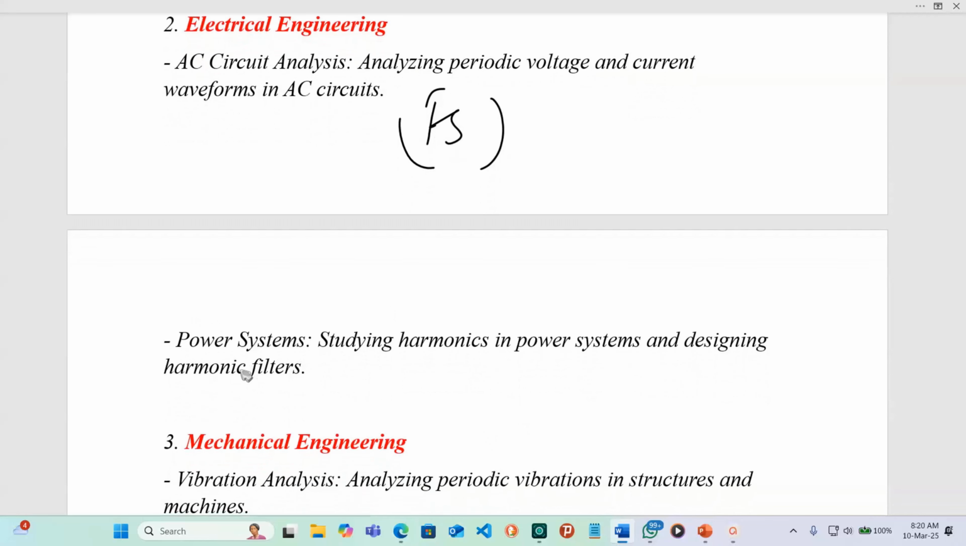Then power systems, such as in power electronics, we use it to study harmonics in power systems, and this helps us to design the appropriate harmonic filters, because we are able to look at the response of such a system with respect to a given frequency.